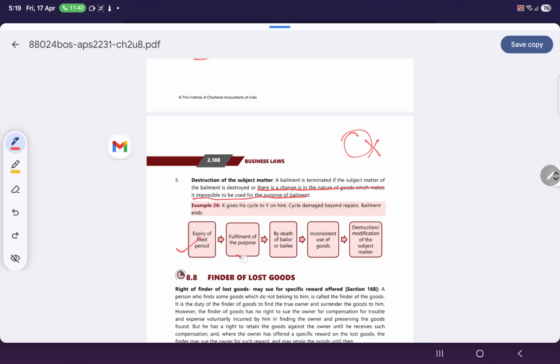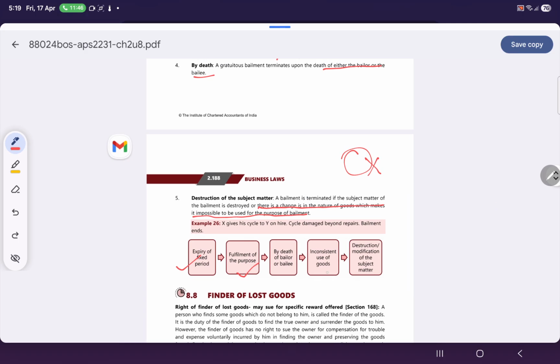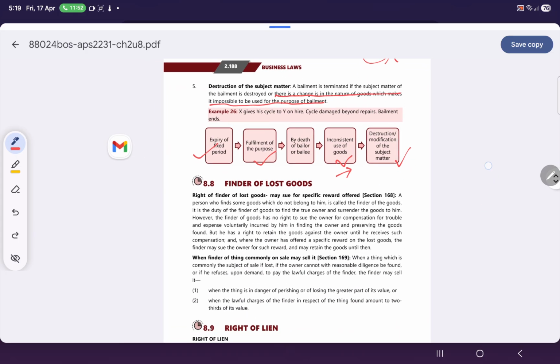Expiry of fixed period, fulfillment of the purpose, by death of bailor or bailee, inconsistent use of goods. By notice, the bailor can terminate. By destruction or modification of the subject matter.